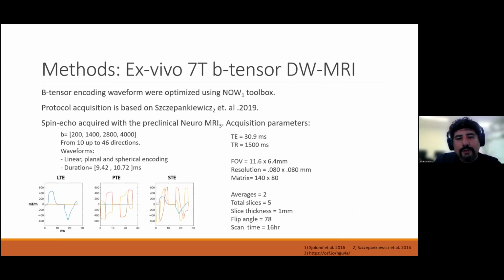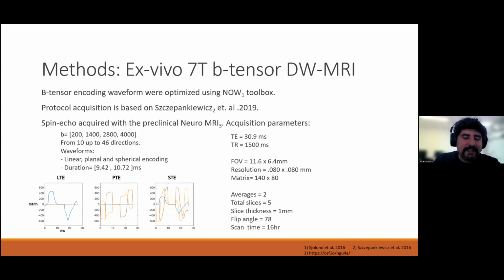So in this work, we obtained b-tensor encoding images in a preclinical 7 Tesla Bruker scanner for an ex vivo setting, using the sequence in the preclinical neuro-MRI developed by Microstructure. The gradient waveforms were optimized using the NOW toolbox, and the acquisition protocol is modified from work from the Lund group, with proper modification for our ex vivo setting.